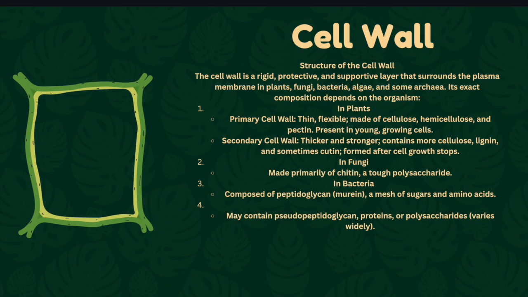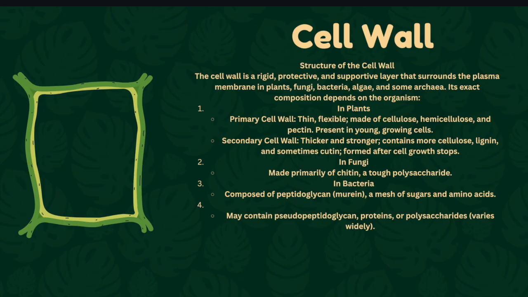Structures of a cell wall. The cell wall is a rigid, protective, and supportive layer that surrounds the plasma membrane in plants, fungi, bacteria, algae, and some archaea. Its exact composition depends on the organism. For plants, the primary cell wall is thin, flexible, made of cellulose, hemicellulose, and pectin, present in young growing cells.